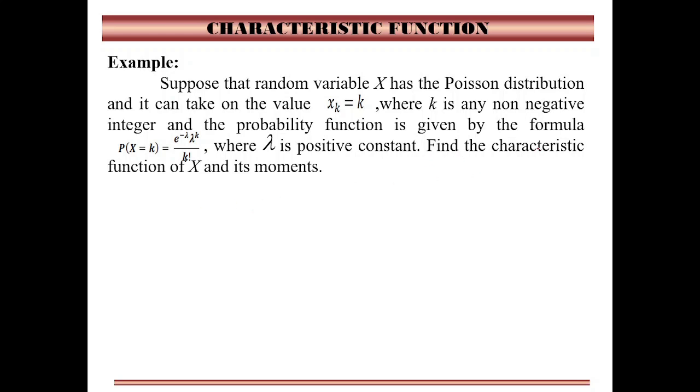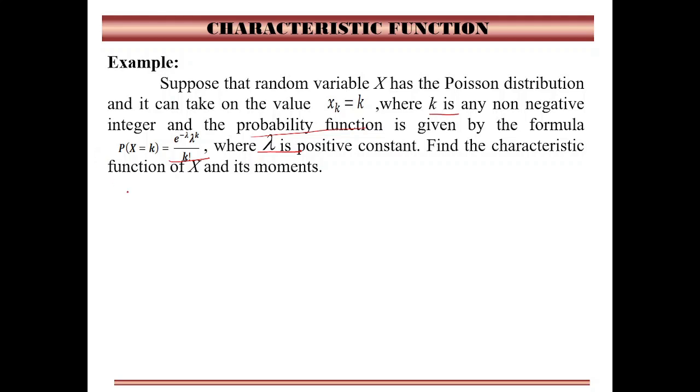This is an example for finding the characteristic function of X and its moments. The random variable X has the Poisson distribution and can take on the values x_k equal to k, where k is any non-negative integer, and the probability function is given by the formula e to the power minus lambda, lambda power k by k factorial. Lambda is a positive constant.